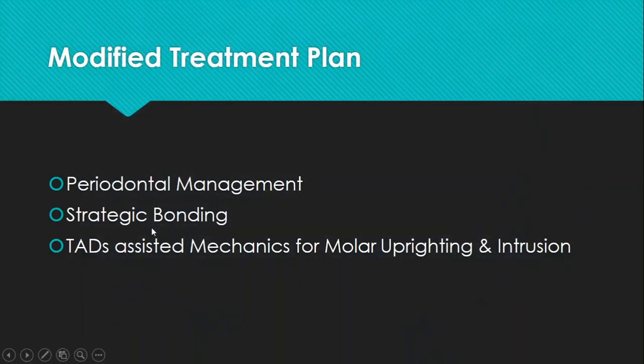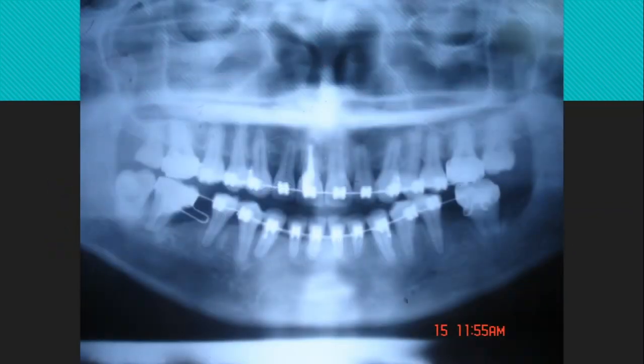Okay, so we modify this treatment plan wherein we will have to first do periodontal management. The patient will have to undergo periodontal treatment. Okay, we will do some strategic bonding to help fix the malocclusion, and we will use TADs to assist the mechanics for molar uprighting and a little bit of intrusion. So we go back to our radiograph here. The patient is under periodontal treatment. We were given the go signal to jump in and start to fix the occlusion.